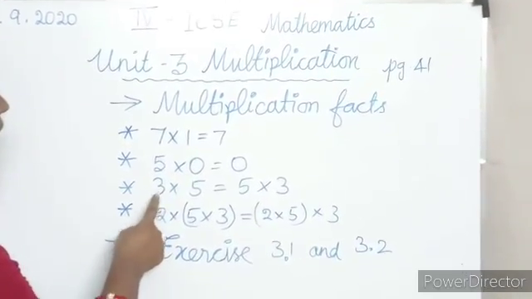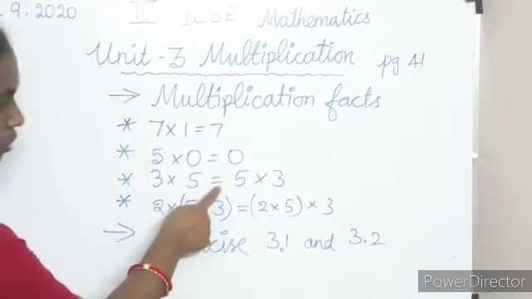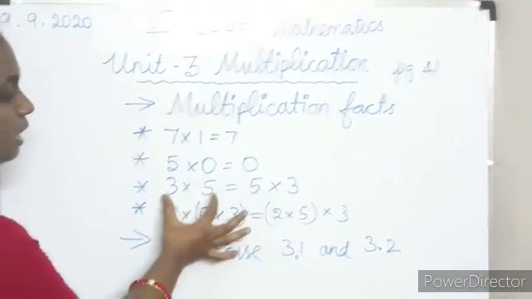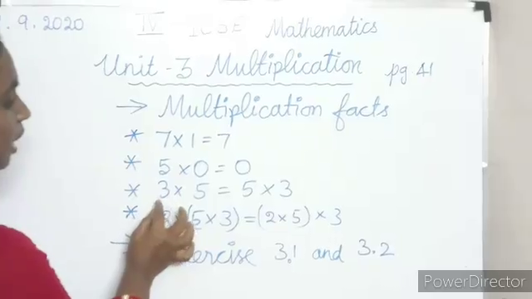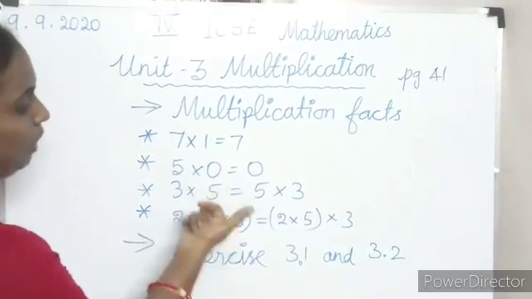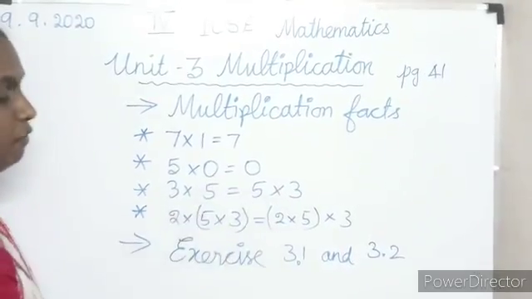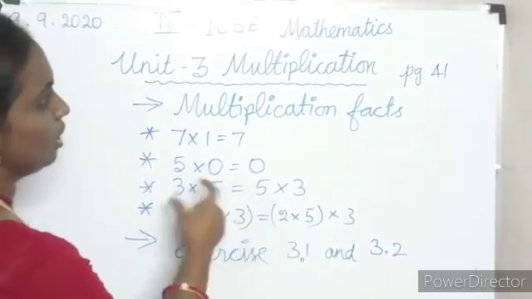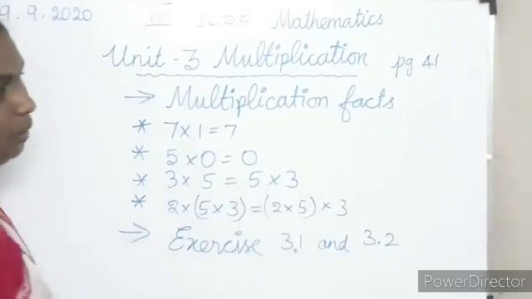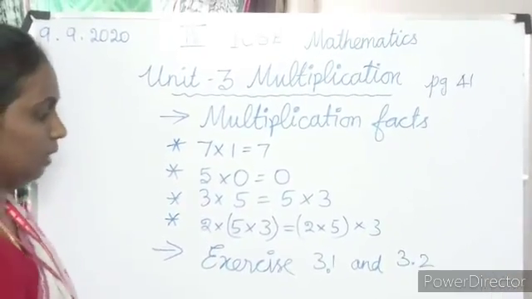Next, 3 multiply 5 is equal to 5 multiply 3. See, children, the numbers here: 3 into 5. 3 5s are 15. Then 5 3s are 15. So when we change the order, we still get the same answer.